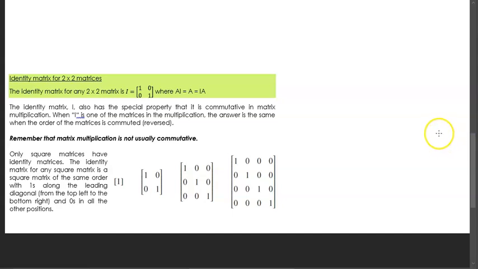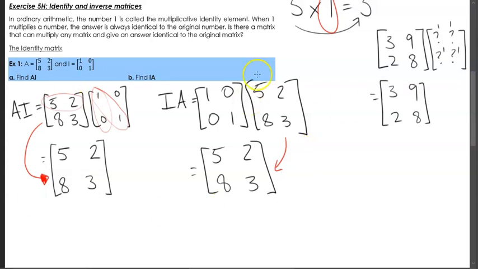So the identity matrix, this is what we call it, for any 2 by 2 matrix, is just a diagonal full of 1s. And if we were to get any matrix A and multiply it with I, or that same matrix A and multiply it with I in the front, you will end up just with A to begin with. And we can prove it with this example here.